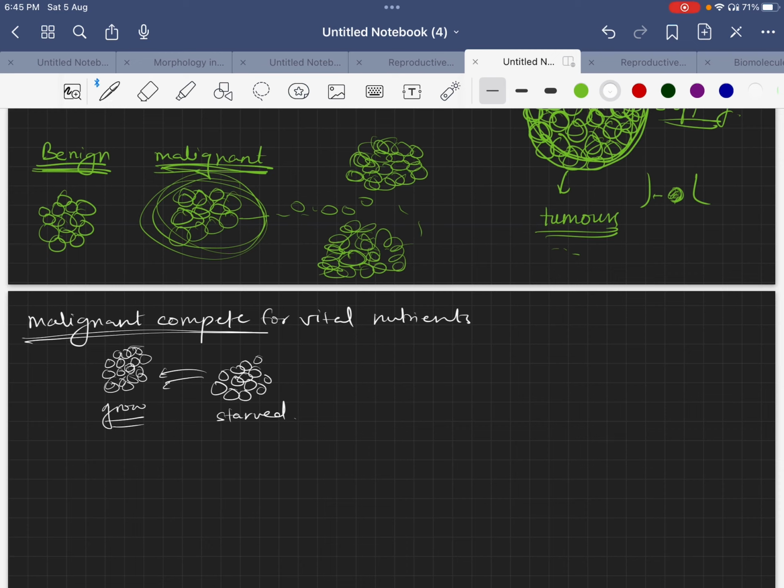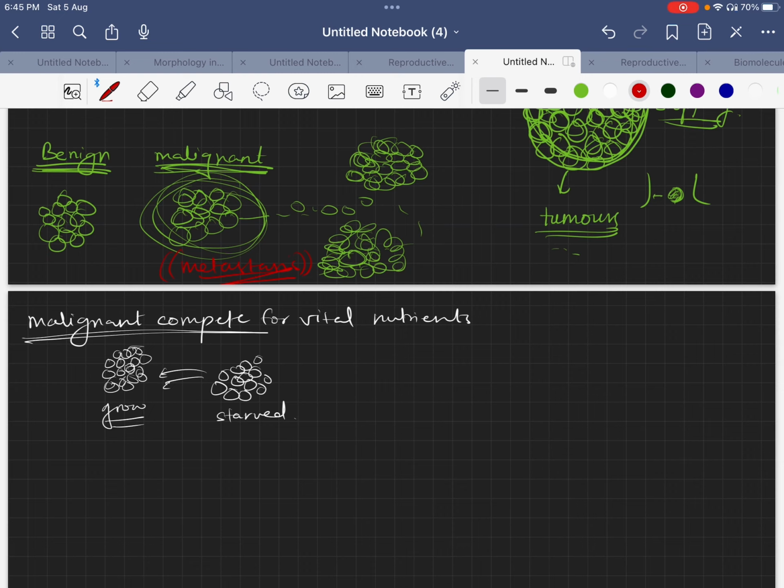This property is called metastasis, and it's very, very scary. It is the most pure property of malignant tumors.